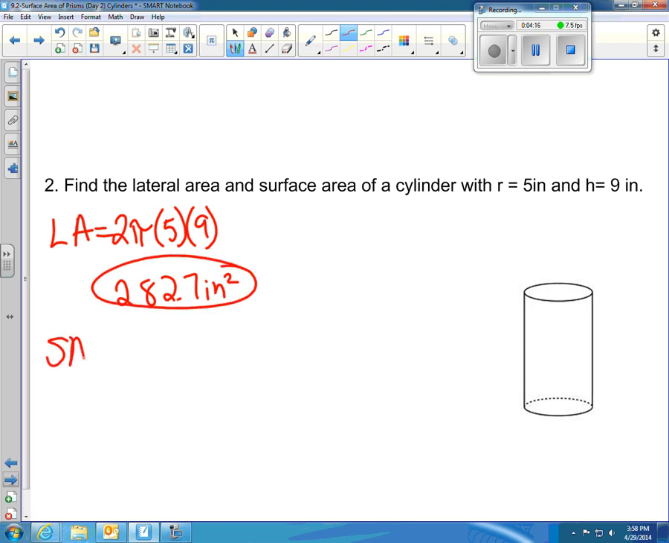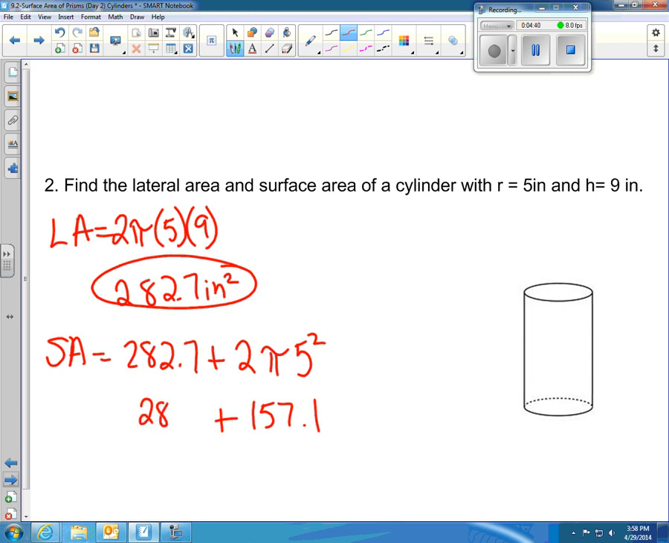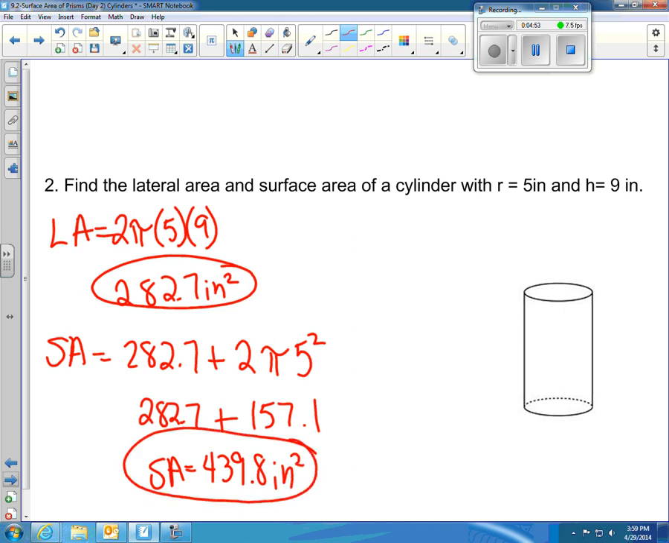Okay, surface area is going to be our lateral area plus 2 times pi times our radius squared. When we do our 2 times pi times our radius squared, let's round that to 1 decimal place again. So 157.0707 is going to tell us to round up to 1. So 282.7. We're going to add these two together, and we get a surface area of 439.8 inches squared. Don't forget, both of these, lateral and surface, are inches squared, because they're talking about area.